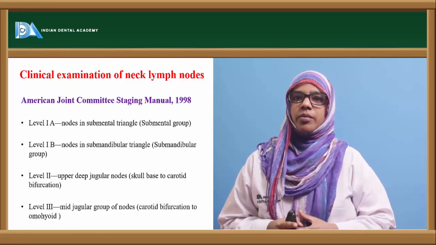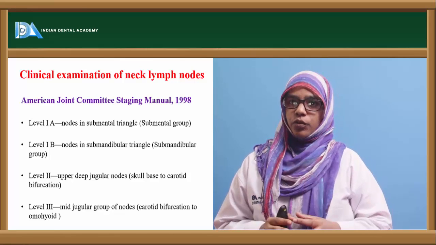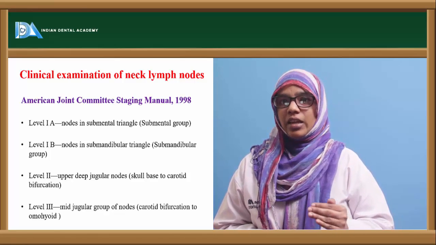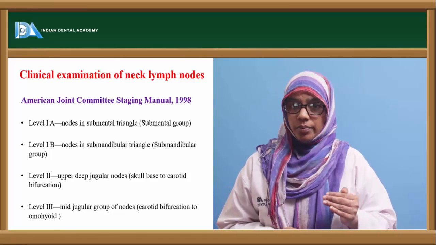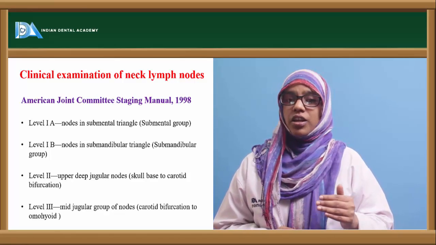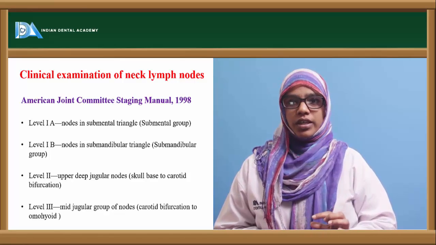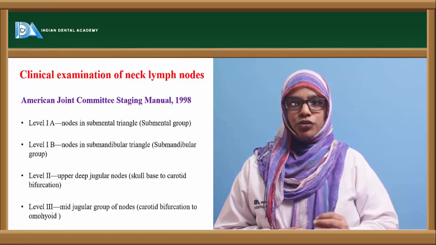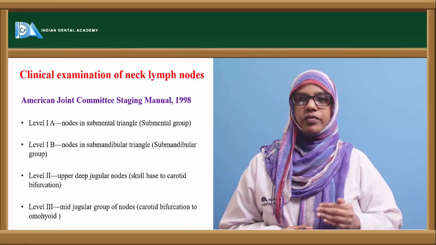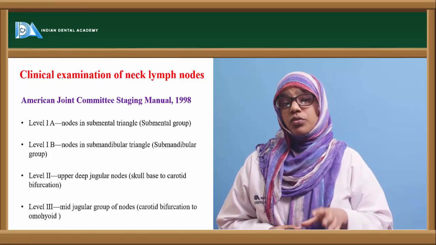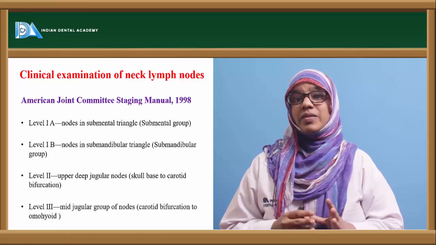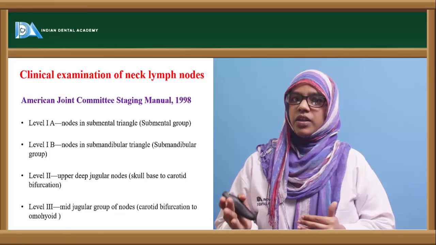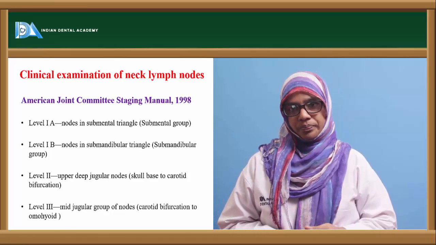Now, the American Joint Committee has divided the lymph nodes into 7 levels. Level 1 is divided into level 1A and 1B, wherein 1A is nodes in the submental triangle, that is the submental group, and level 1B is nodes in the submandibular triangle, that is the submandibular group of lymph nodes. Level 2 is the upper jugular nodes, from the skull base to the bifurcation of the carotid. Level 2 is further divided into 2A and 2B by the spinal accessory nerve. 2A is the posterior superior part, whereas 2B is the anterior inferior part.